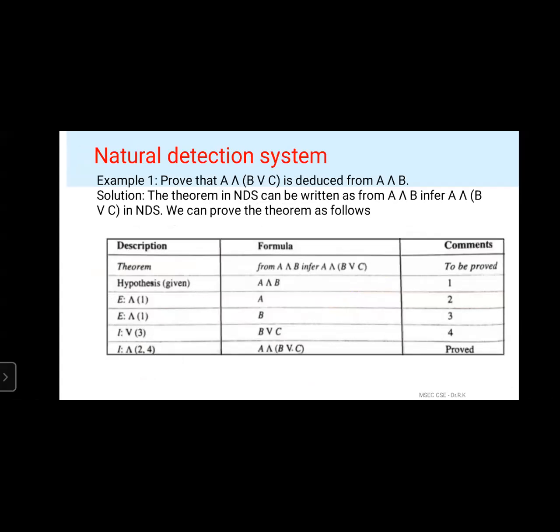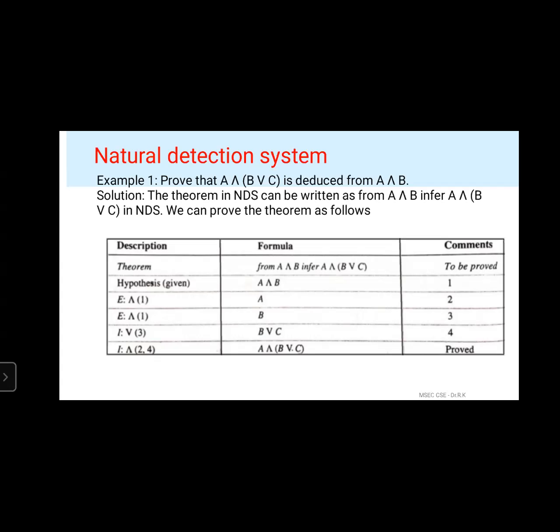Next one is natural deduction. Now let us see some examples regarding NDS. The question given to us is: prove that A and (B or C) is deduced from A and B. So we have to prove that A and (B or C) is deduced from A and B.